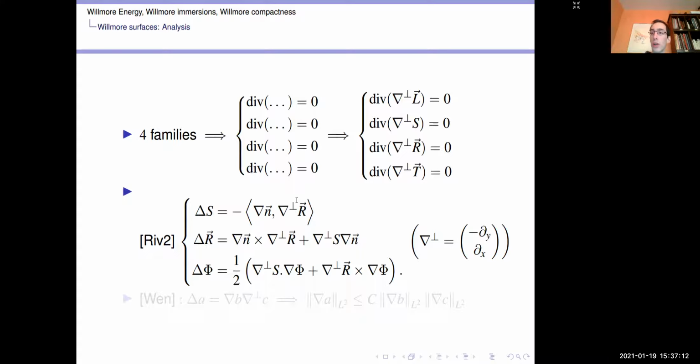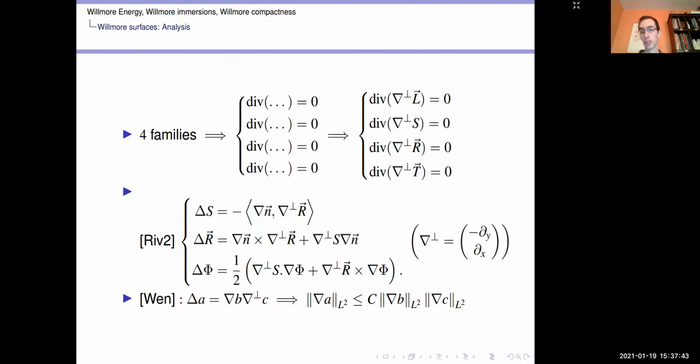To solve this issue, we're going to use the algebraic shape of the equation. It's not nabla n, nabla r, it's nabla n, nabla perp. And this algebraic shape will allow us to use Wente's lemma to control the L2 norm of nabla S and nabla R. We can apply Wente's lemma thanks to the shape of the equation, which comes from the fact that those quantities are introduced as conserved quantities. So they come from the conformal invariance and Noether's theorem.